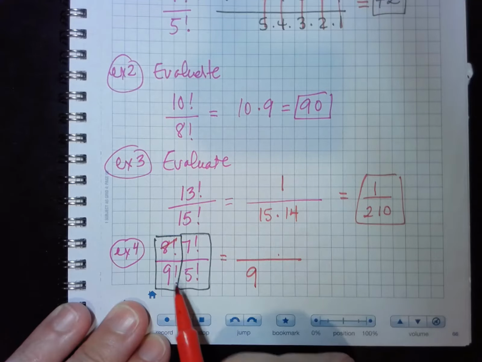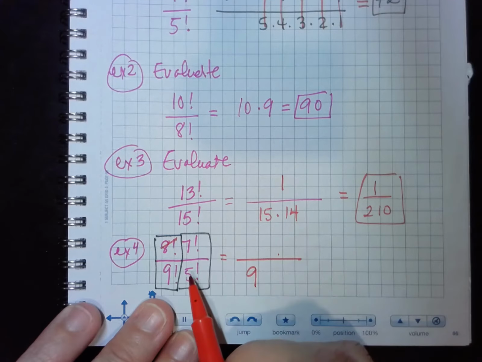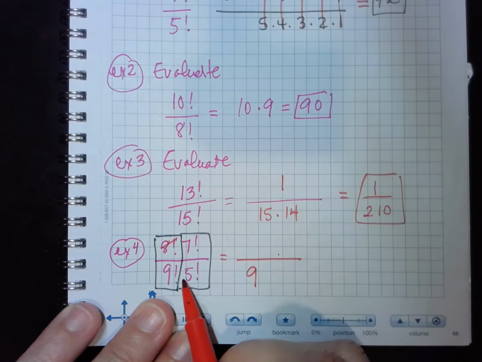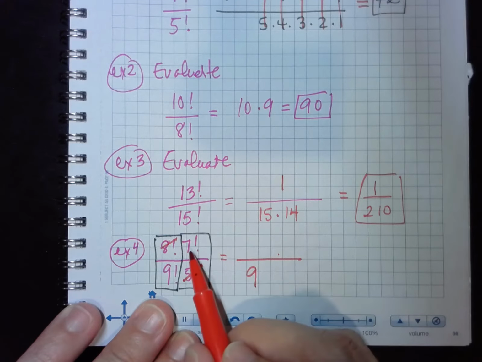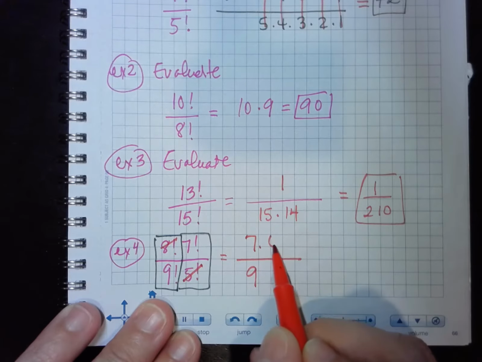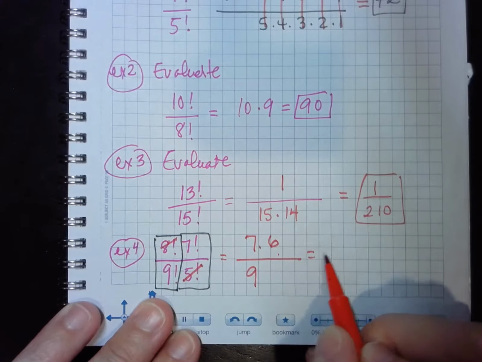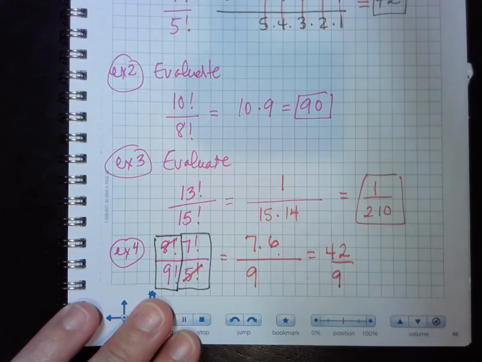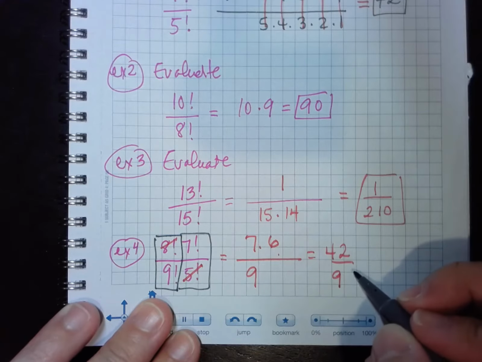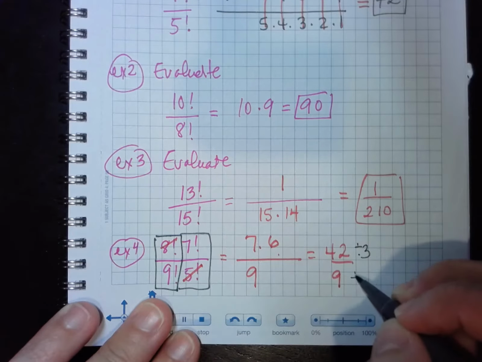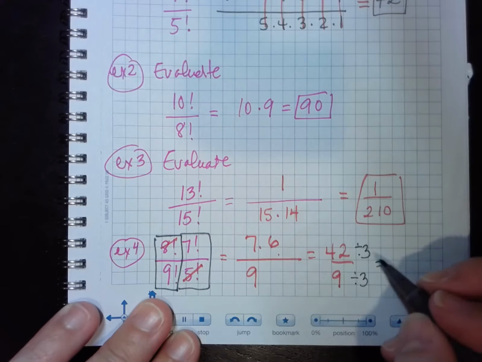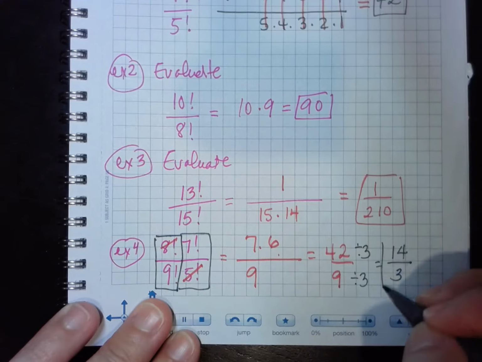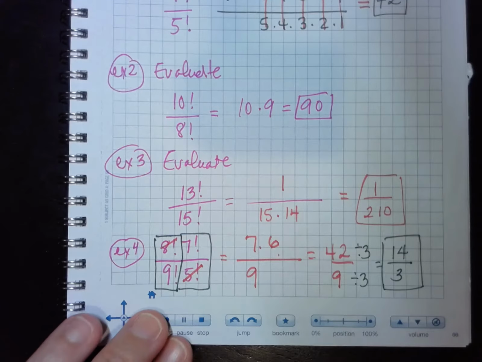And then with the 7 factorial and the 5 factorial, well, I know 5 factorial down is going to divide out, so this is going to divide out with 5, 4, 3, 2, 1, so that's going to leave me with just 7 times 6. And so my numerator is going to be 42, and my denominator is going to be 9. But I know that I always have to simplify, so I divide these. I know that 3 goes into both. So 42 divided by 3 is 14, and 9 divided by 3 is 3. So this would give me 14 over 3.